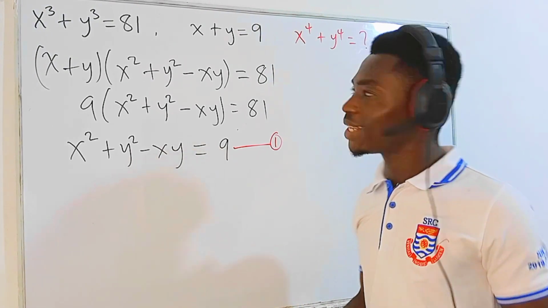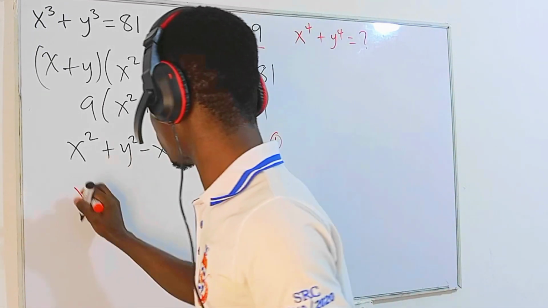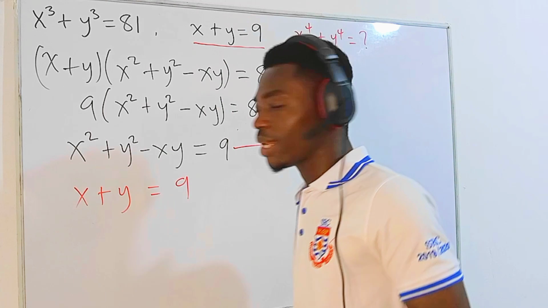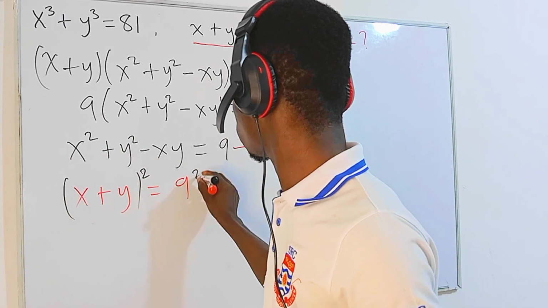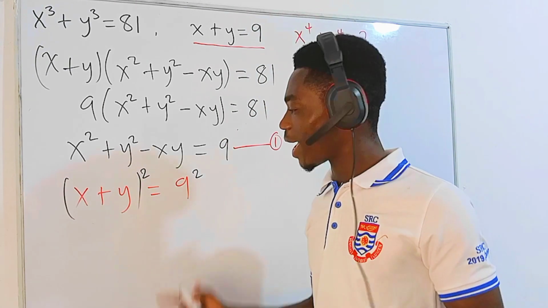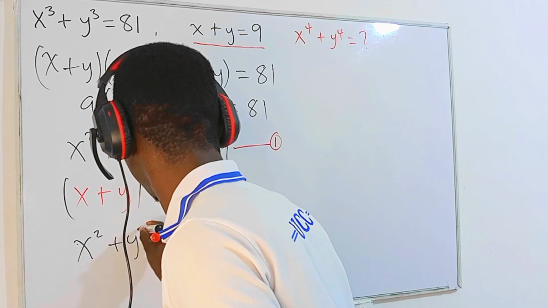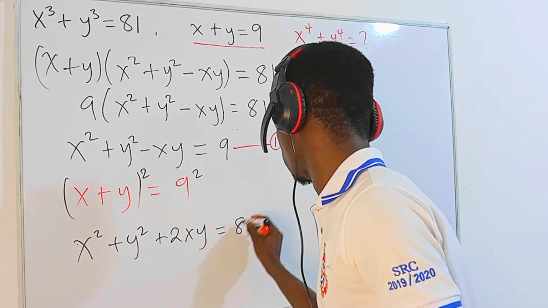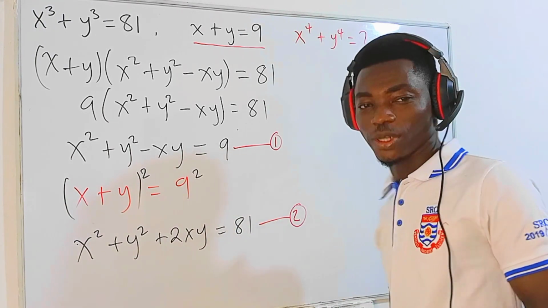Now what is next? Let's pay attention to this equation right here. We have x plus y is equal to 9. Now what I'm going to do here is that I'm going to raise each side of the equation to the second power. And if I expand this right here, I'm going to get x squared plus y squared plus 2xy is equal to 81. And I'll call this equation 2.